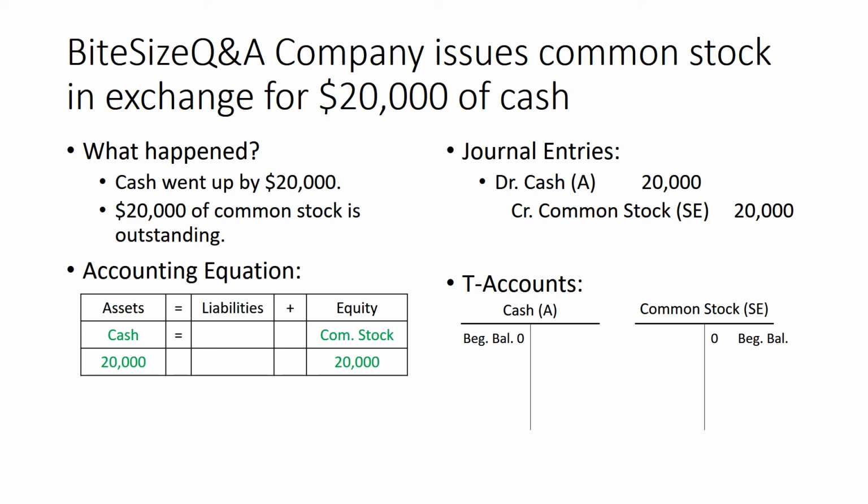When the company issues common stock in exchange for $20,000 of cash, cash goes up, so $20,000 gets put on the left-hand side of the cash T account. Common stock goes up by $20,000 as well, so we put $20,000 on the right-hand side of the T account for common stock. Notice that the left-hand side equals the right-hand side, or debits equal credits, so everything remains in balance.